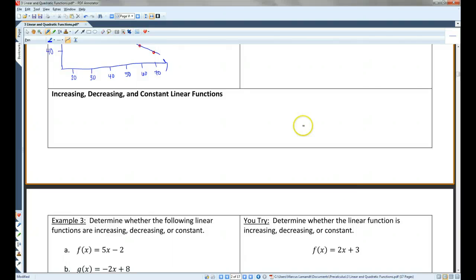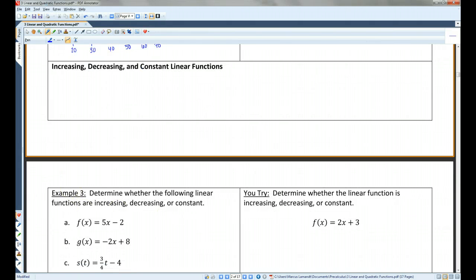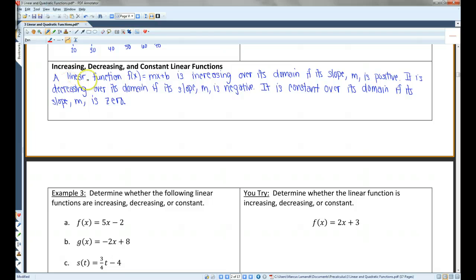Increasing, decreasing, and constant linear functions. Alright. A linear function, y = mx + b, is increasing over its domain if its slope m is positive. It is decreasing over its domain if the slope m is negative. I'm going to underline positive, negative. It is constant over its domain if its slope is 0.